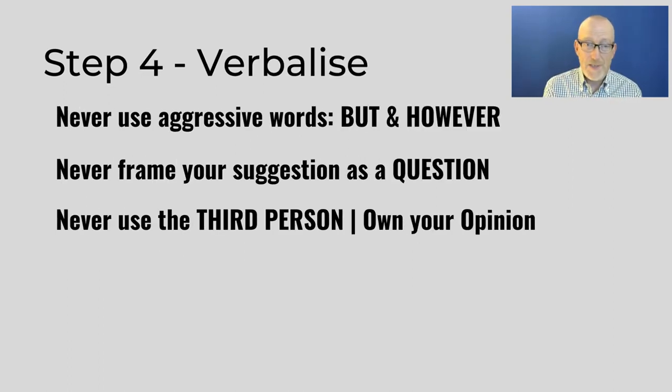After you have asked for permission to disagree, you then have to explain, you have to verbalise, speak and explain your idea or how your idea disagrees with their ideas. Now, there are some things that you should never, ever do when you are disagreeing. You should never use but or however. The words but or however are aggressive words. When it comes to disagreeing with people, but and however just make the person on the other side of the argument get angry. Never use but and however.